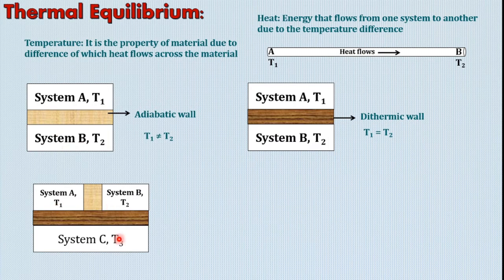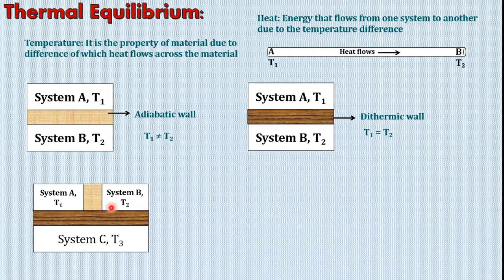Now let me consider three systems. System A at temperature T1, system B at temperature T2, and system C at temperature T3. Now what is the difference here? A and B are separated by an adiabatic wall, so I have used the same color. And systems A and C, and systems B and C, are separated by diathermic walls. So now what do you expect here? We expect that there should not be any interaction between system A and B. But across A and C there will definitely be an interaction, and also across B and C there will be energy transfer.